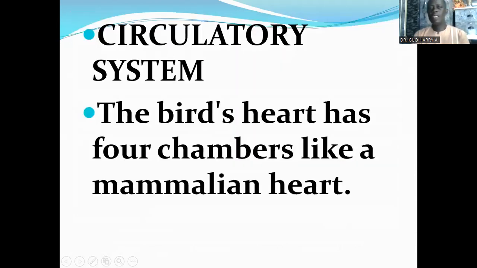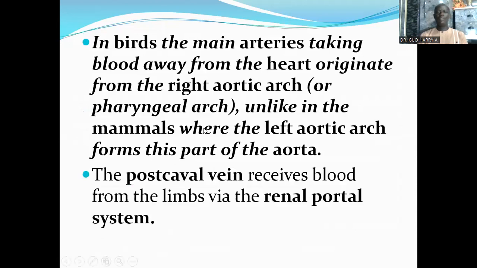Now I want to look at the circulatory system of the birds. A bird's heart has 4 chambers, like a mammalian heart. That's different from the reptiles that have 3-chambered hearts. We said earlier that the reptiles have 3-chambered hearts. Only the crocodilians have 4-chambered hearts. The mammals and the birds have 4-chambered hearts. That's one unique feature about the circulatory system of birds.